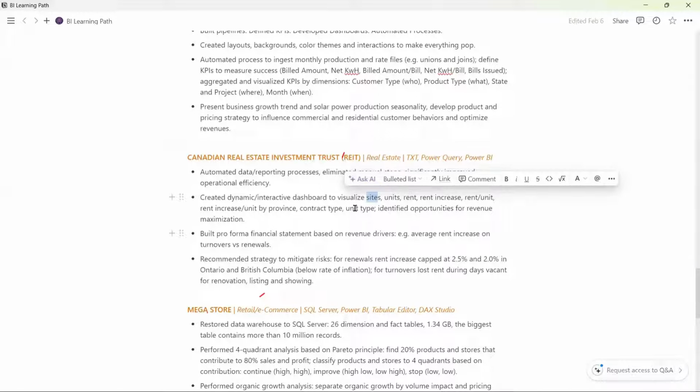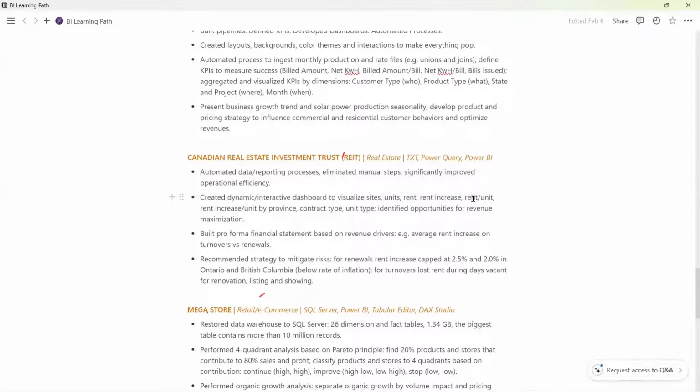You could put buildings. So within a building, you have maybe hundreds of units, apartment units. So this is apartment buildings. So it's sites, units, and rent. So this is what? This is dimension. This could be measured, number of sites, number of units too, right? And rent is KPI. Rent increase is KPI.